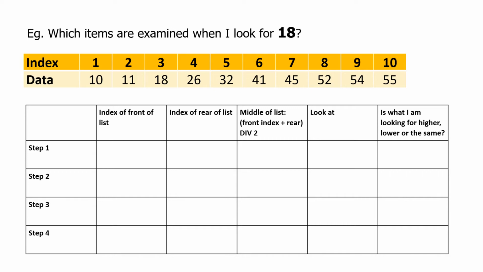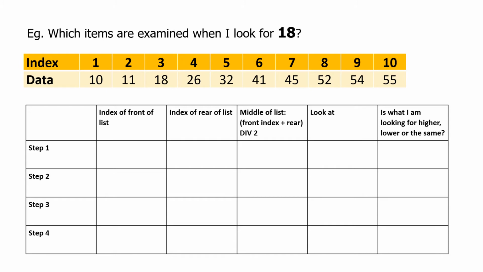Now the table of data, the data is sorted into ascending order, so that's the smallest first going up to the largest number. The index, which is the darker yellow on top, tells you what index point each of those data items is at. So the first item of the list, the number 10, is at index 1. The last item on the list, which is number 55, is at index point number 10.